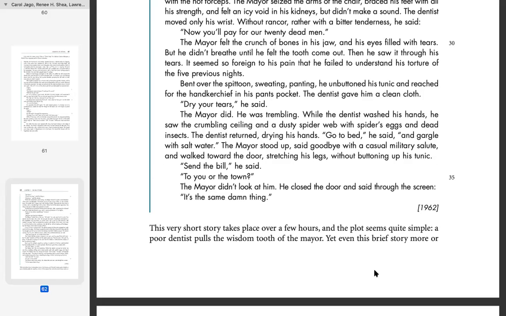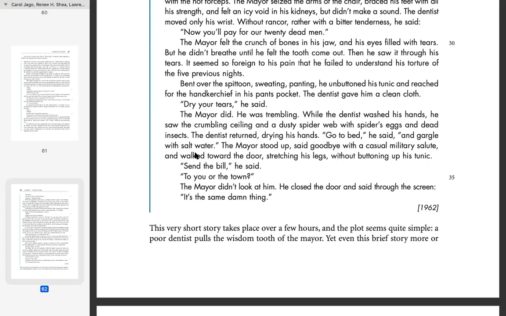While the dentist washed his hands, he saw the crumbling ceiling and a dusty spider web with spiders' eggs and dead insects. The dentist returned, drying his hands. "Go to bed," he said, "and gargle with salt water." The mayor stood up, said goodbye with a casual military salute, and walked toward the door, stretching his legs without buttoning up his tunic. "Send the bill," he said, "to you or the town." The mayor didn't look at him. He closed the door and said through the screen, "It's the same damn thing."